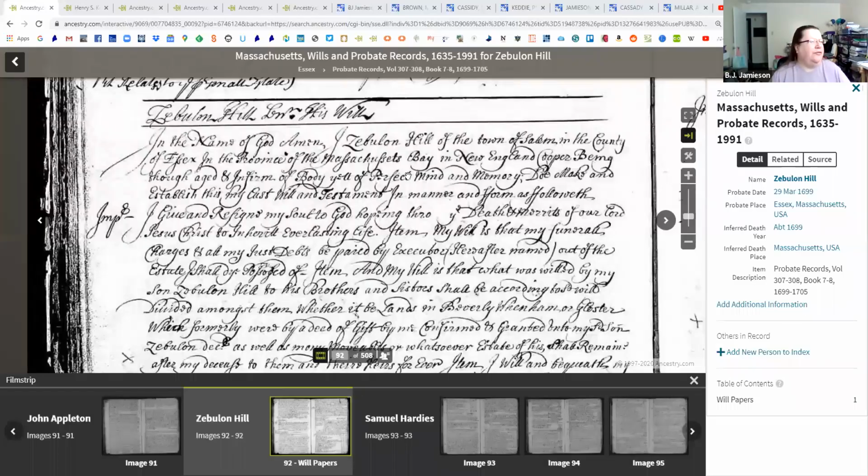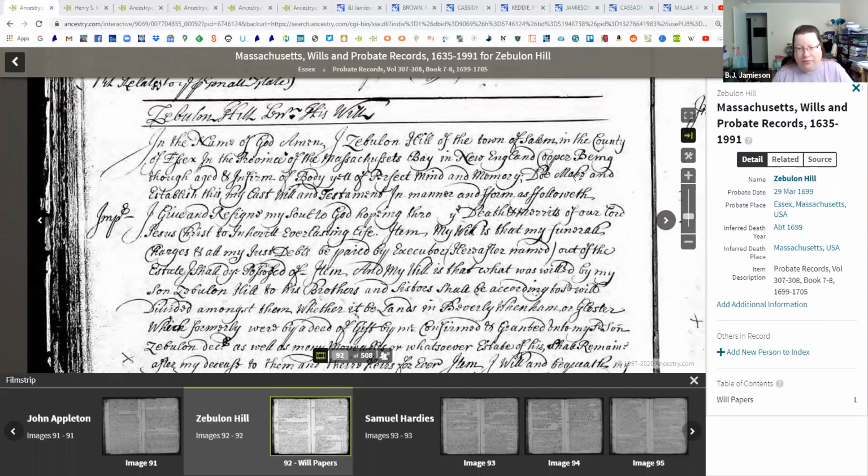Okay, so the first thing I want to do is share my screen. And this is a will from 1699. Are you guys seeing the will? Okay. From a Zebulon Hill. And he lives in Salem, Massachusetts.